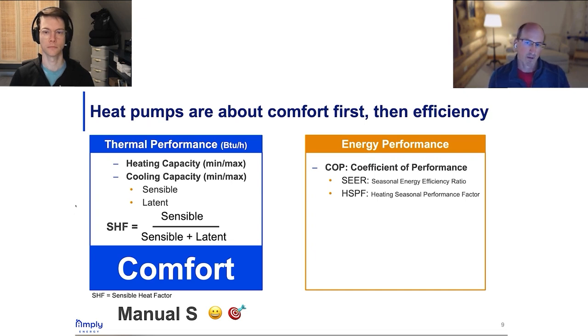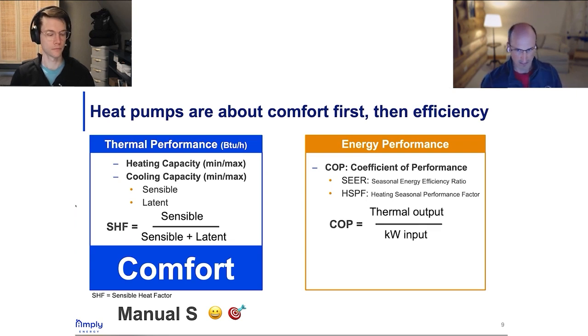And then there's a couple other metrics that are derived from COP. You've got the SEER, the seasonal energy efficiency ratio, and then the HSPF, the heating seasonal performance factor. I'm not going to go into those in a whole bunch of detail, but I'm sure you're familiar with them and have heard them over and over again.